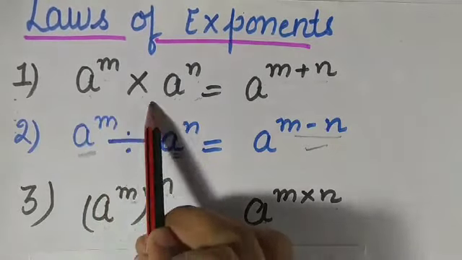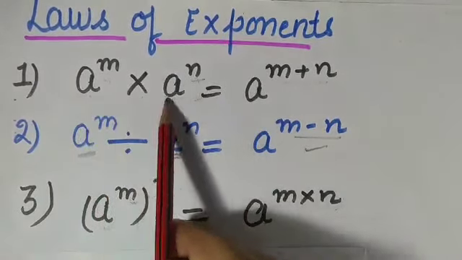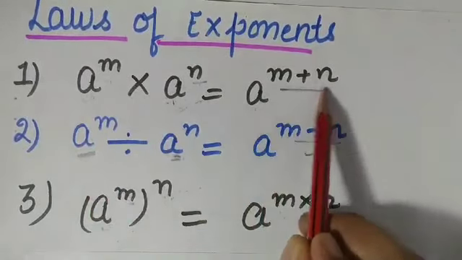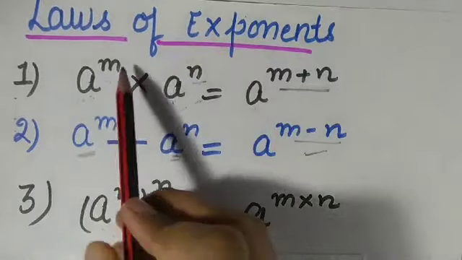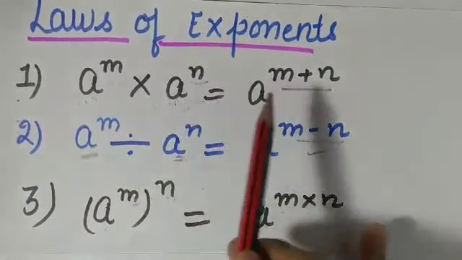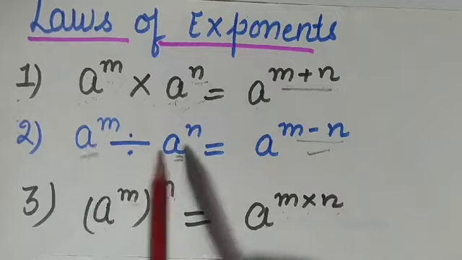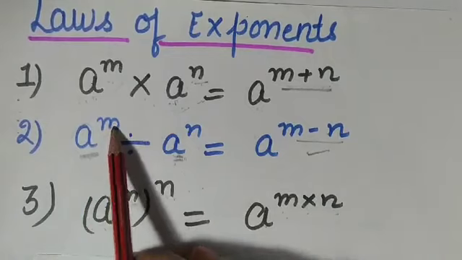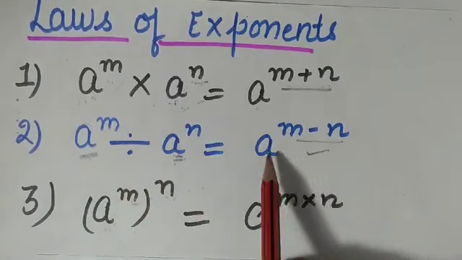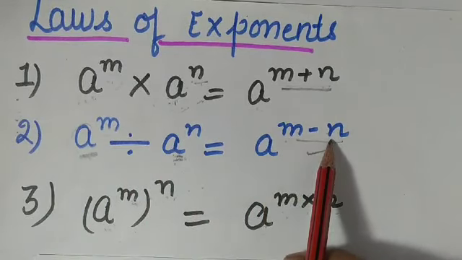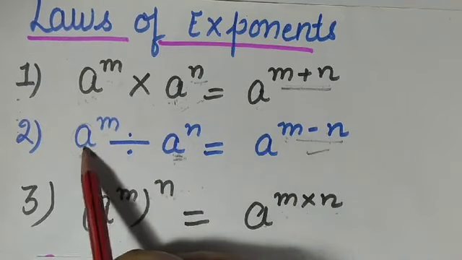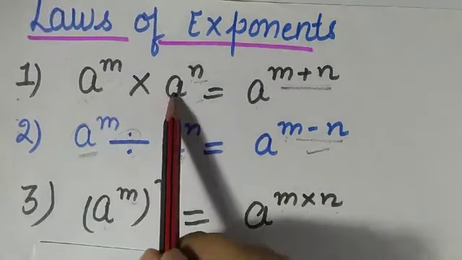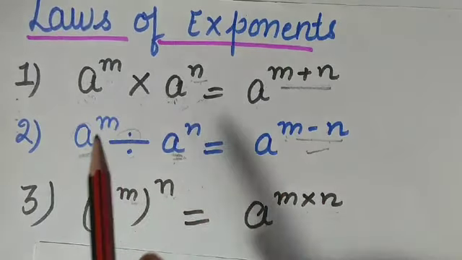A raised to the power m into a raised to the power n. If we are having the same base and we are multiplying two exponential numbers, then the powers get added. Second one, when you are having the same base and you are dividing two exponential numbers, and powers may or may not be different, then the powers get subtracted, m minus n. Whenever you have the same base and division in between, the powers get subtracted. Whenever the same base and multiplication in between, the powers get added.